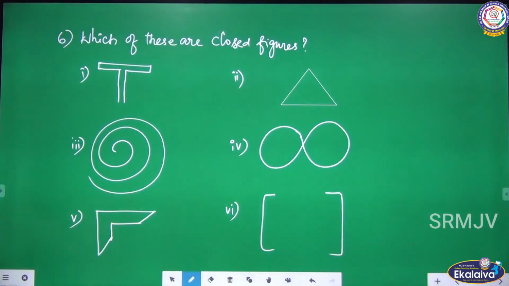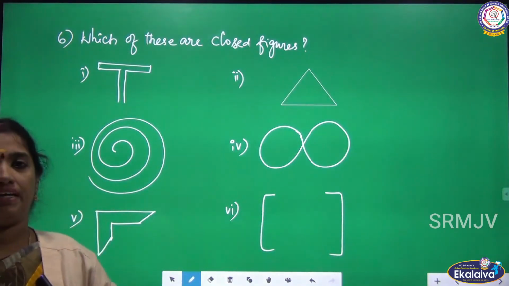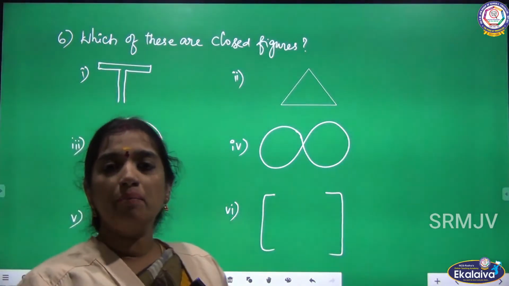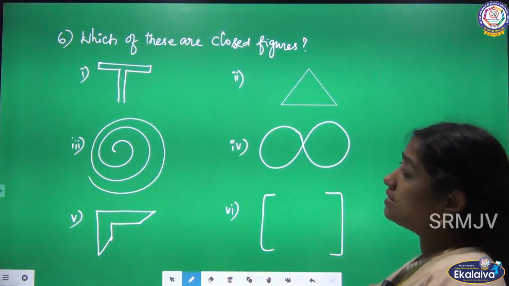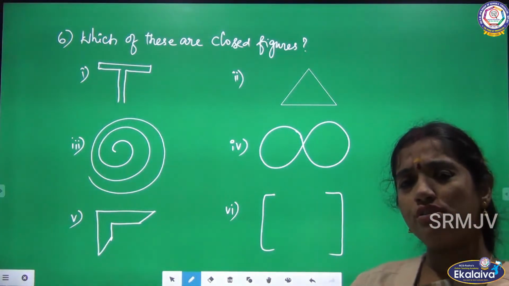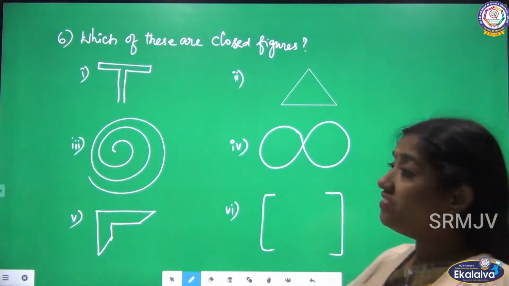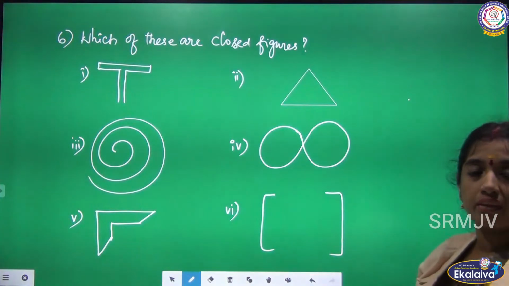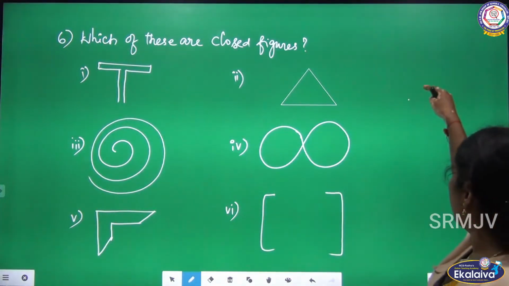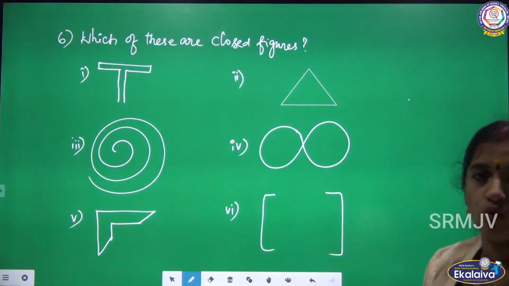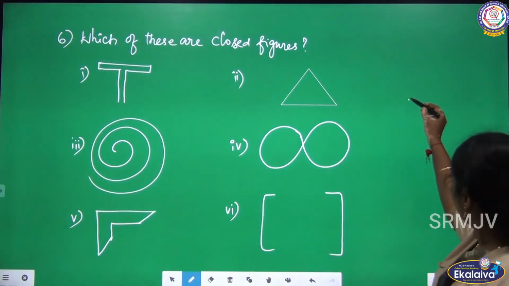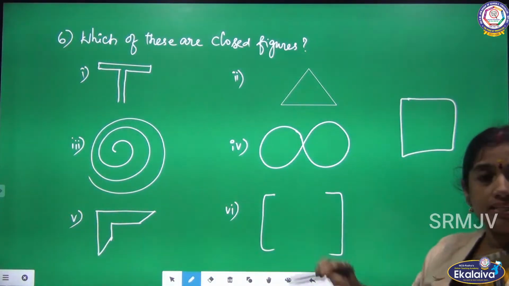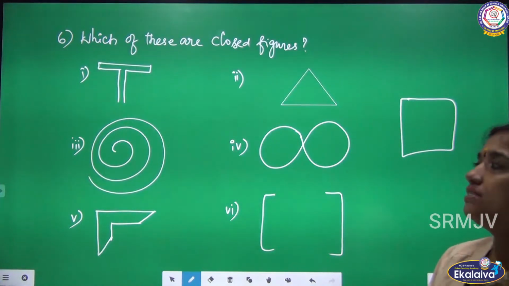Listen. Which of these are closed figures? See, they are given 6 examples here. In that, I am going to tick which one is a closed figure. What is a closed figure? See, where we start, for example, my starting point is here and I have to end in the same place, then it is a closed figure. If I start at a point, draw some diagram, and end with the same point, then it is a closed figure.